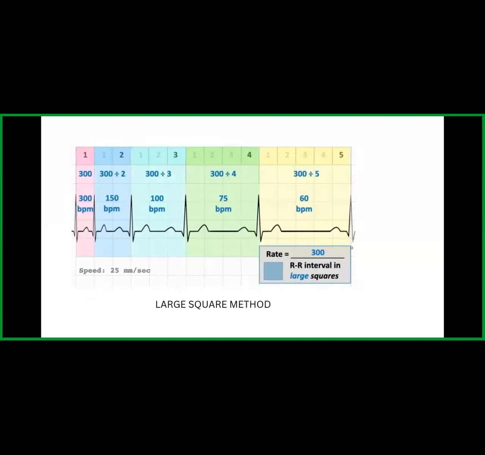When we check with a large square, the formula is 300 divided by the number of large squares between two RR intervals. The RR interval is measured between the positive deflections of the QRS complex above the isoelectric line. And in the picture, it is depicted how we calculate. In the first, there is 300 beats per minute. Then there are around 150 beats per minute because there are 2 large squares, then 3 large squares, then 4 large squares, then 5 large squares. So for understanding, if we go by the extreme left, 150 beats per minute is a newborn, then an infant, then an adolescent, then an adult.